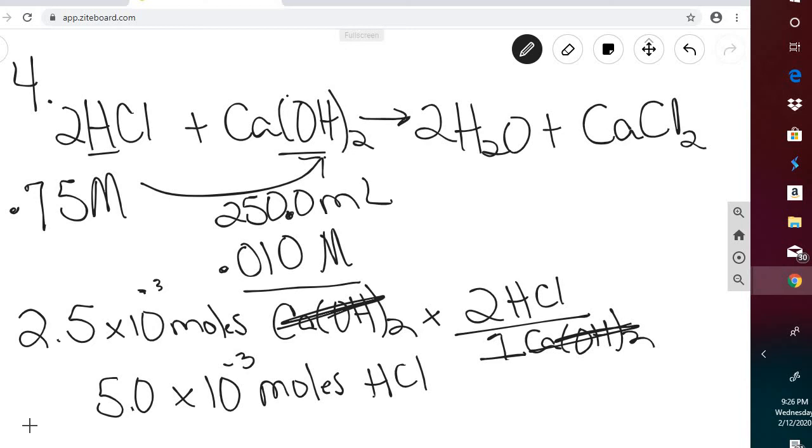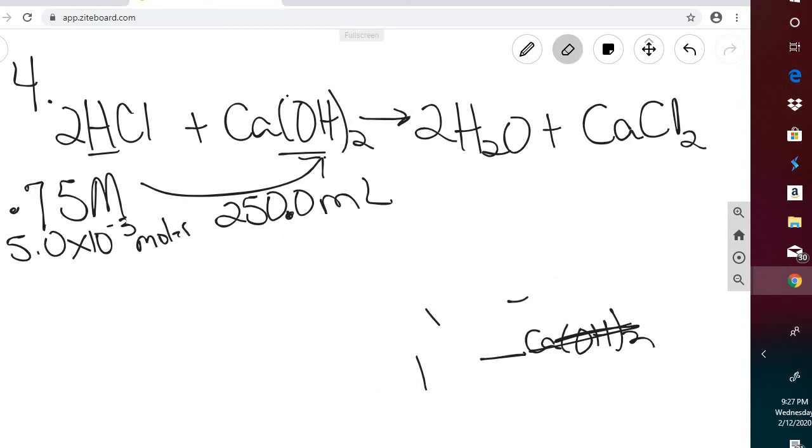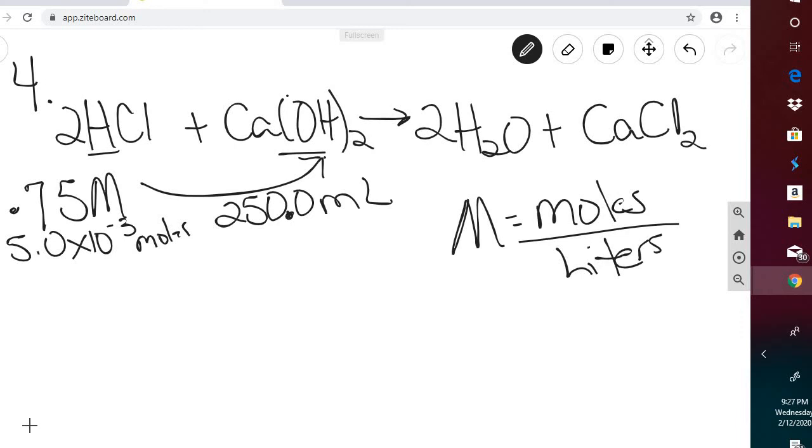Okay, and we're not quite there because we were asked what volume of that is required. So now we know that it's 5.0 times 10 to the negative 3 moles. Okay, so we have everything that we need now to determine the number of liters. So again, taking that molarity equals moles divided by liters. Solve for liters, so multiply both sides by liters.